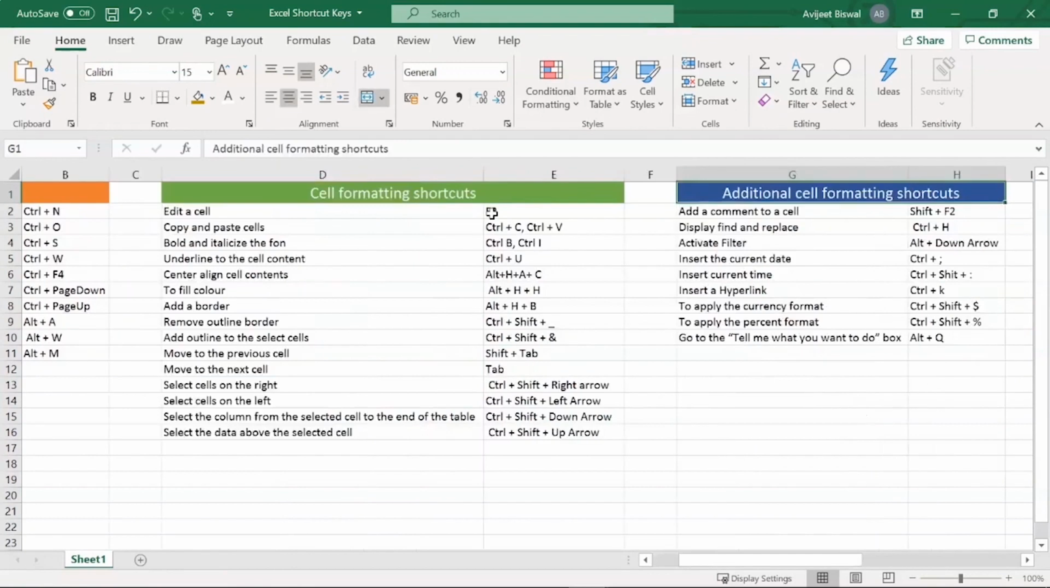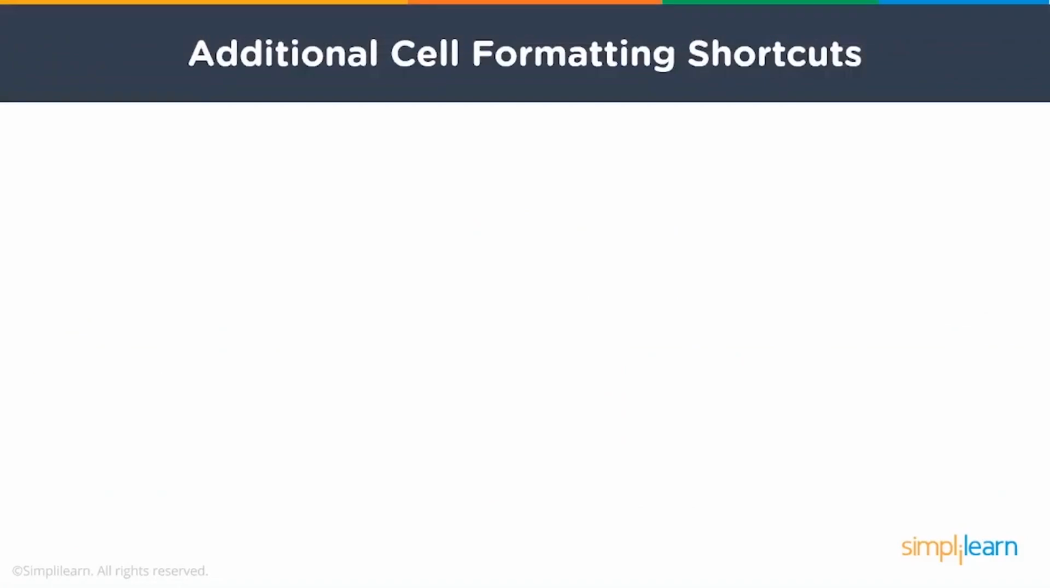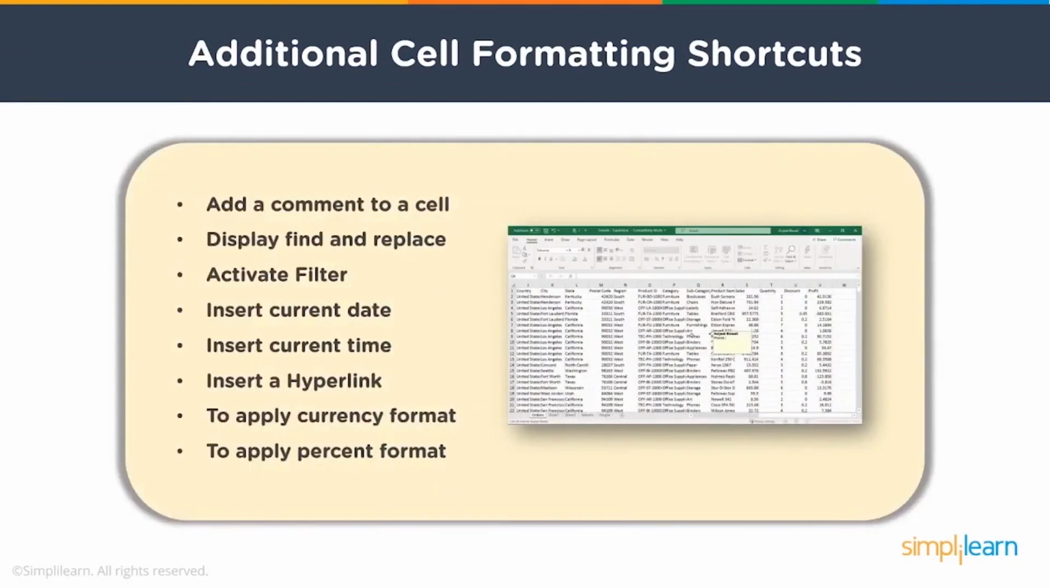Next, we'll be discussing some additional cell formatting shortcuts. So up next, we will see some additional cell formatting shortcuts. Here, we will have a look at how to add a comment to a cell. So comments are used to give extra information about a cell value. You can also learn how to find a value and replace it with another value in the spreadsheet. Then we'll see how to activate a filter, insert the current date, current time, and also add a hyperlink to a cell. Finally, we'll see how to apply a format to the data in a cell.